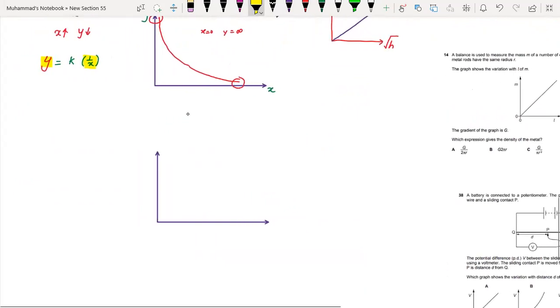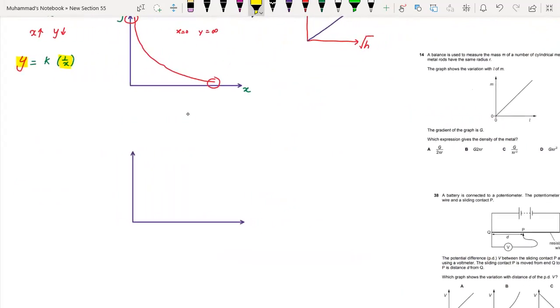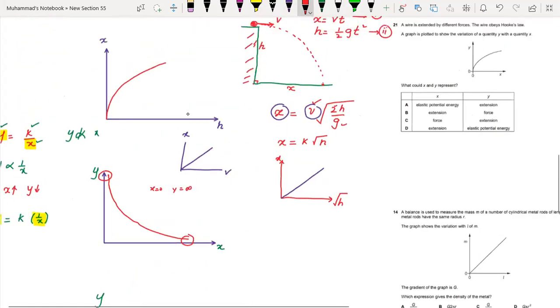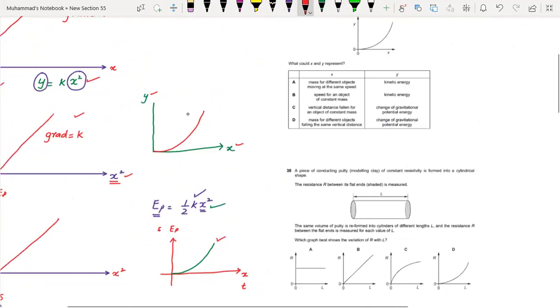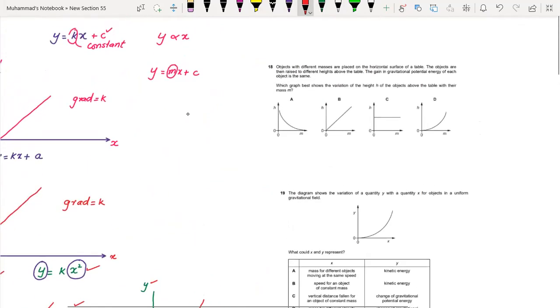So in this situation, if I put 1 over x on this axis versus y, then I will get a straight line relationship. And the gradient of this graph will be k. So we can solve this important situation of exam.